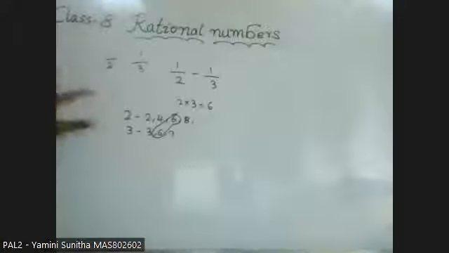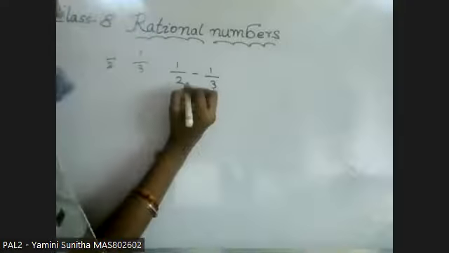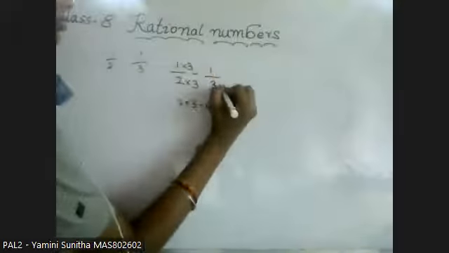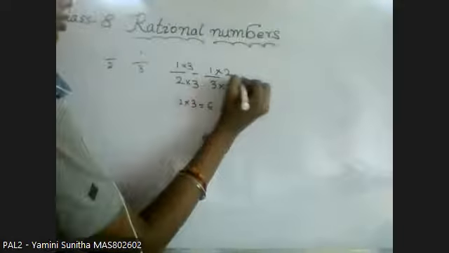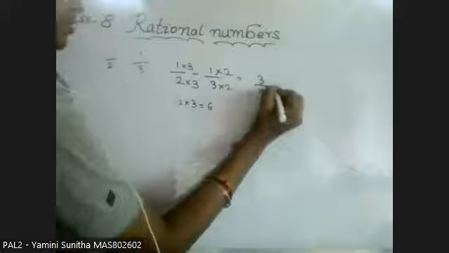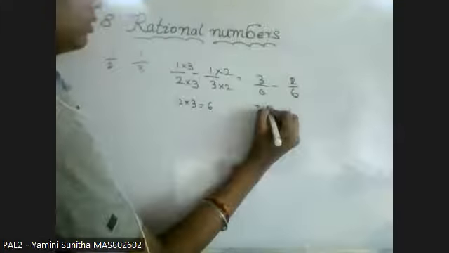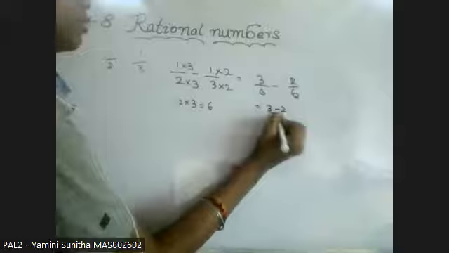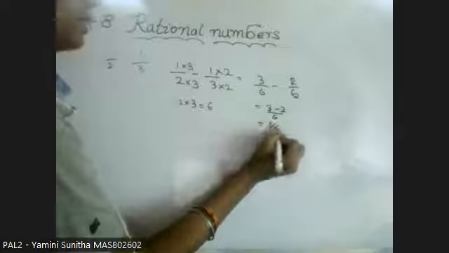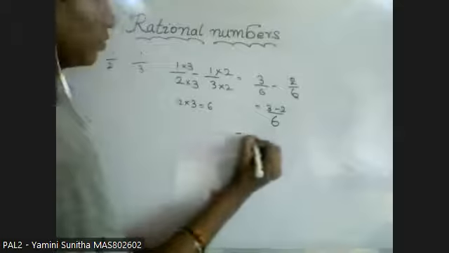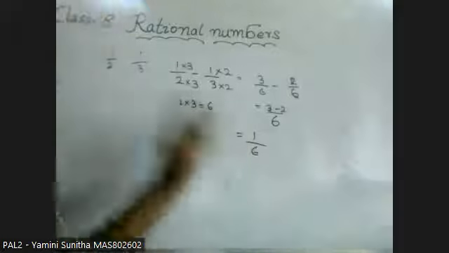So in order to avoid this process, we will remember certain tricks. This is one of the tricks. To bring the denominator into 6, we have to multiply it by 3. So 3 by 6 minus 2 by 6, which will give 3 minus 2 by 6. This is 1 by 6. This is the result.